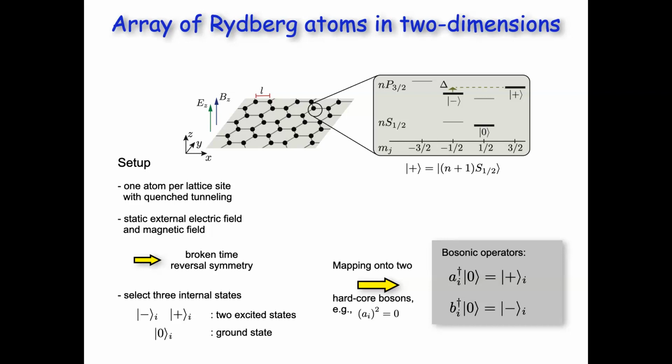And I'm interested now that 0 is the ground state, and if I have a Rydberg excitation in the minus state, I call it the minus excitation, or a minus particle, or if I make a Rydberg excitation in a p state with a plus, I call it a plus particle. And these particles are naturally hardcore bosons.